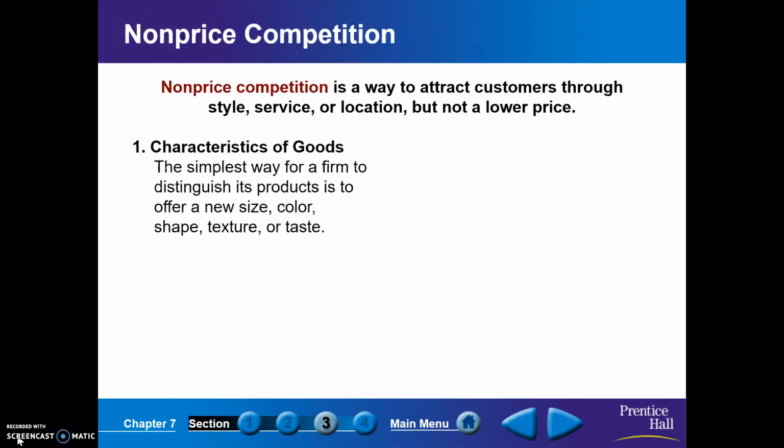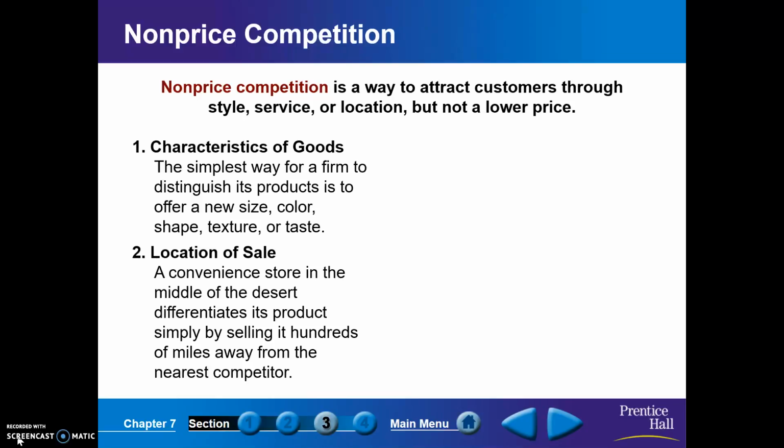There's this thing called non-price competition. This is a way to attract customers through style, service, or location. So, characteristics of goods: a new size, a new color, a new shape, new texture, or taste. If a new burger comes out, or a new shoe comes out, like I told you with Michael Jordan, he's a genius. Although he doesn't necessarily make a brand new shoe, he may add a new color.